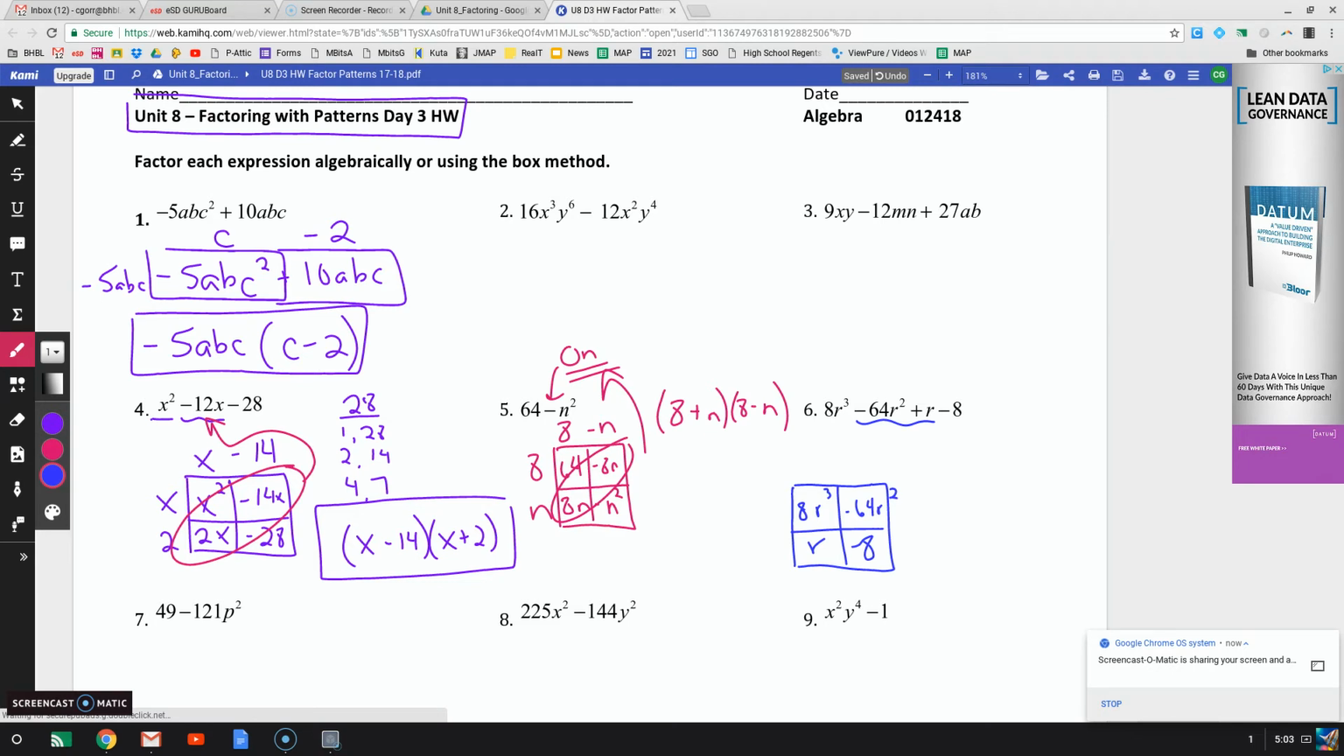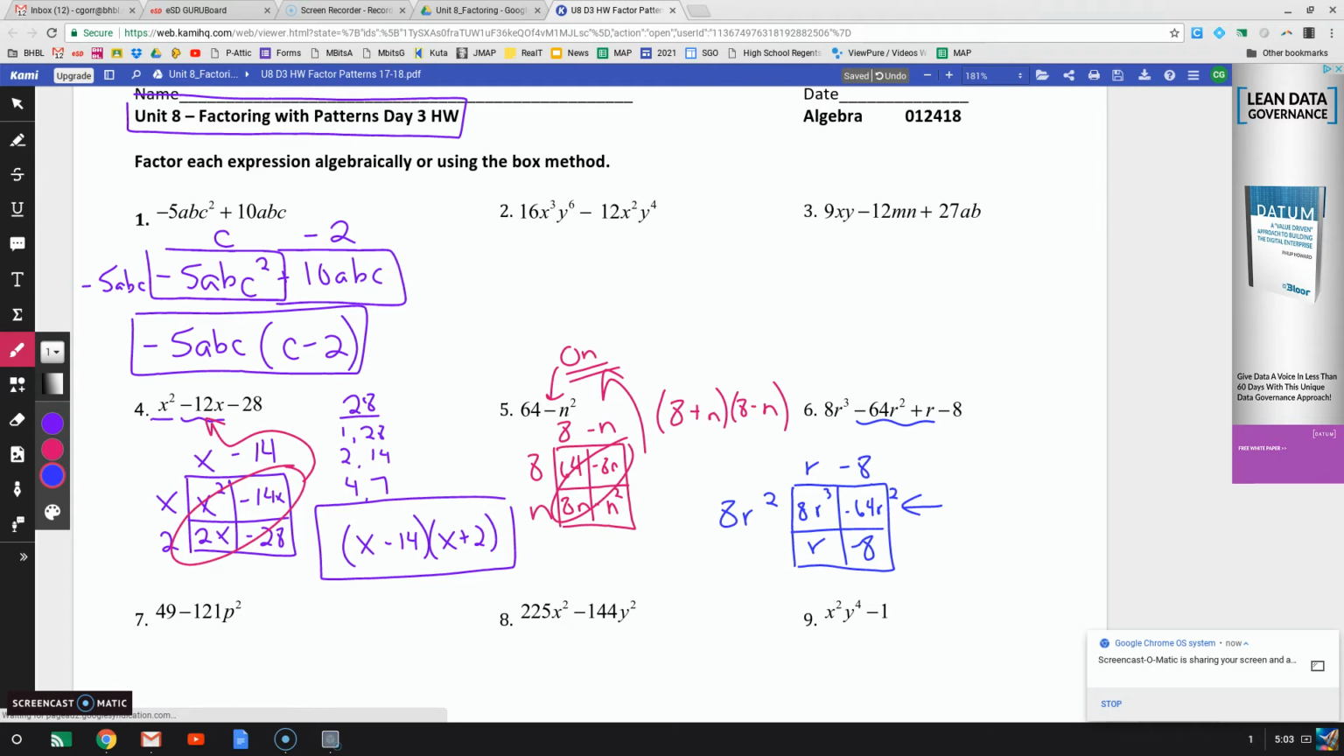So I'm taking a look at my first row right here, and I'm looking at these terms and I'm saying, oh, wow, there's an 8 that they have in common. There's an r squared they have in common. Well, if that's an 8r squared, well, then that had to be an r. And if that's an 8r squared, then this had to be a negative 8.